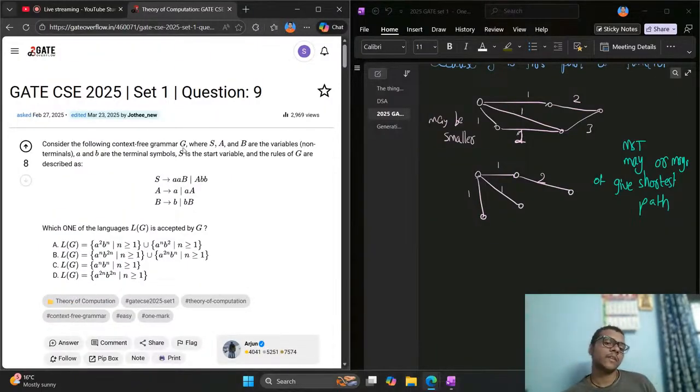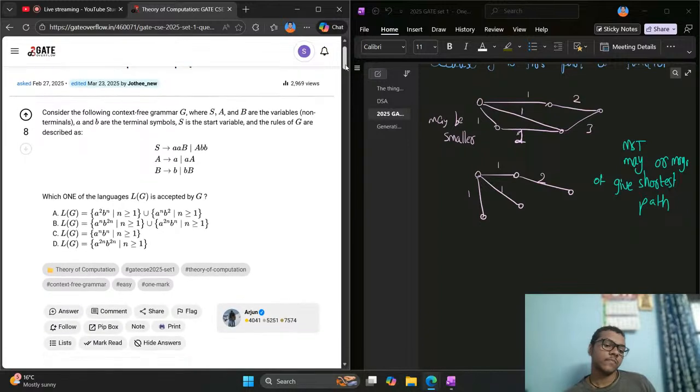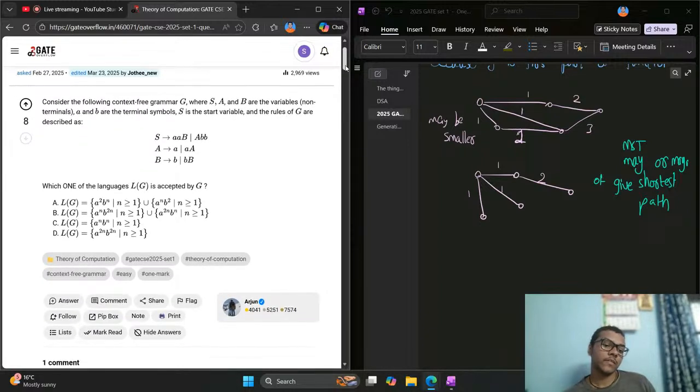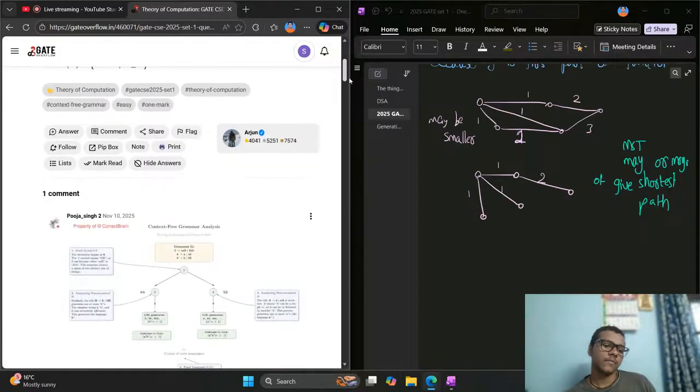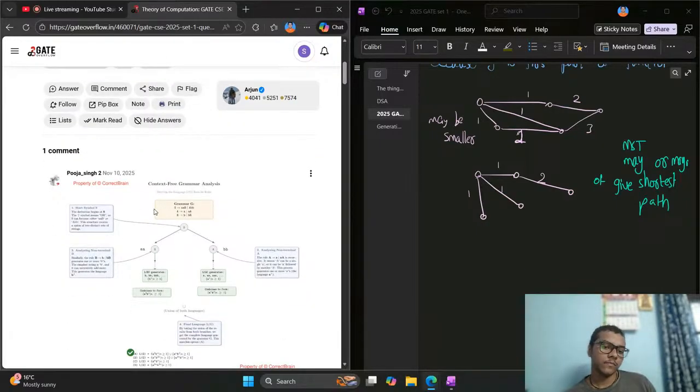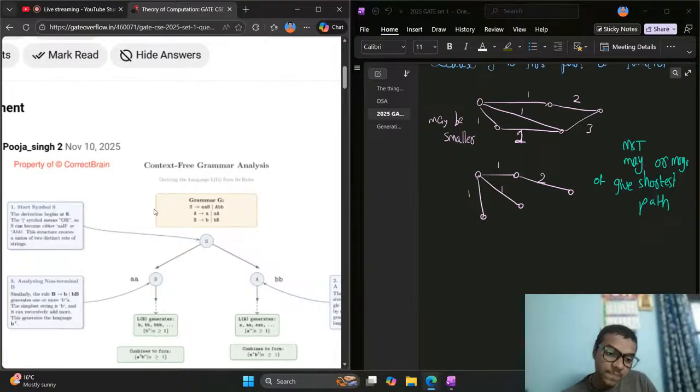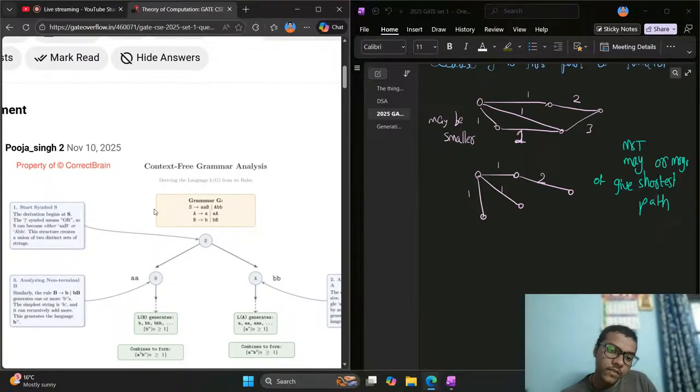Context-free grammar, CFG. S, A, B are variables, non-terminals. a, b, c are terminal symbols. S is the start variable. Which one of the following languages is accepted by that grammar? Can we understand this one? This is the grammar.